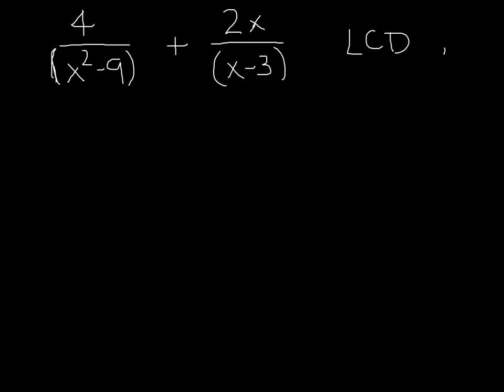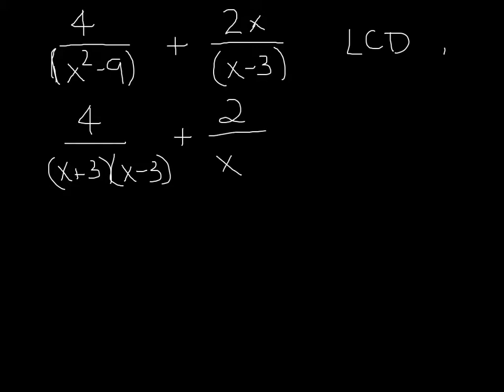So we'll rewrite this as 4 over, and x squared minus 9 breaks into x plus 3 and x minus 3. And we'll leave the right rational expression the same. Okay. Now after factoring, we notice that the LCD is the combination of x plus 3 and x minus 3.